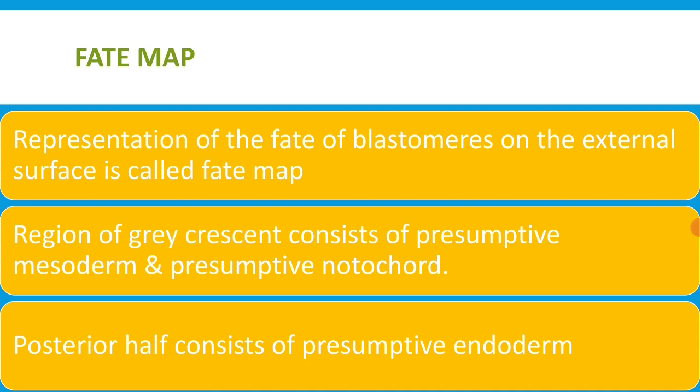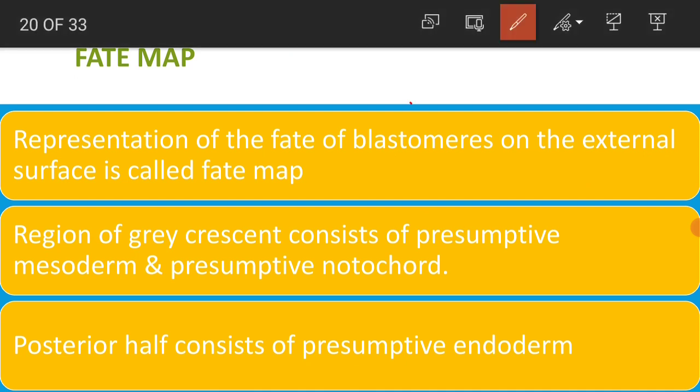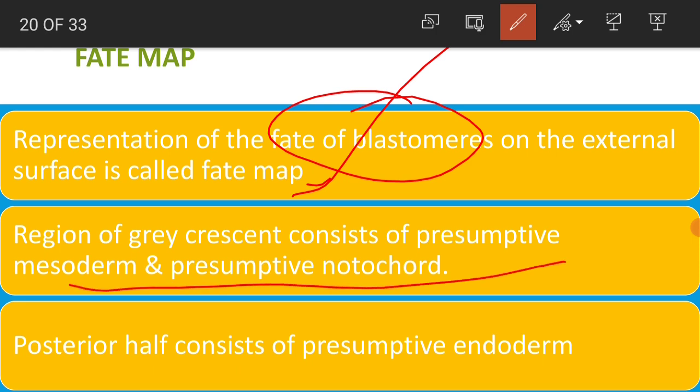And coming to the fate map, it is the representation of the fate of blastomeres on the external surface. Region of grey crescent consists of presumptive mesoderm and presumptive notochord. Posterior half consists of presumptive endoderm. That means the fate map will clearly demarcate the fate of that particular area, the future potential of that particular cell.